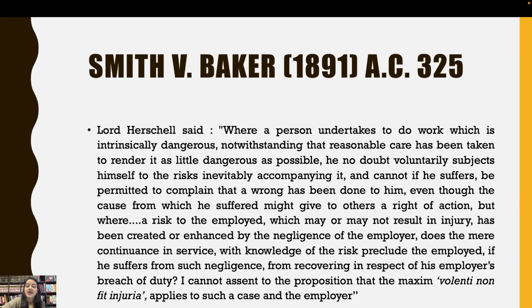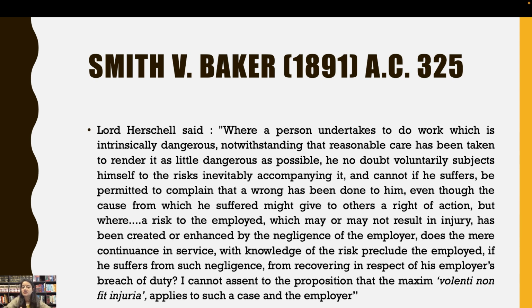Now, in Smith versus Baker, what was held? It was held that where a person undertakes to do work which is intrinsically dangerous, notwithstanding that reasonable care has been taken to render it as little dangerous as possible, he no doubt voluntarily subjects himself to the risk inevitably accompanying it, and cannot, if he suffers, be permitted to complain that a wrong has been done to him, even though the cause from which he suffered might give to others a right of action.